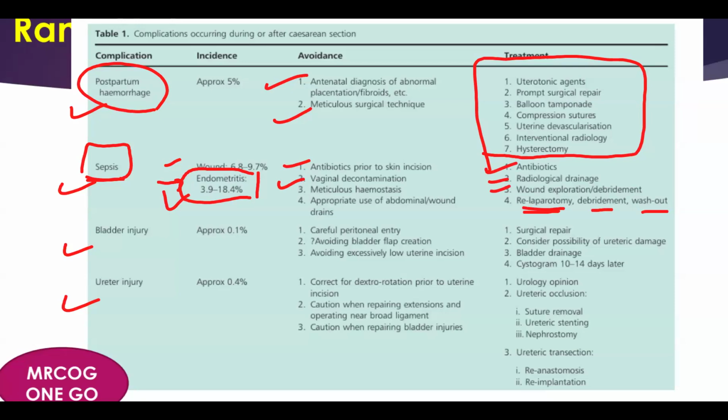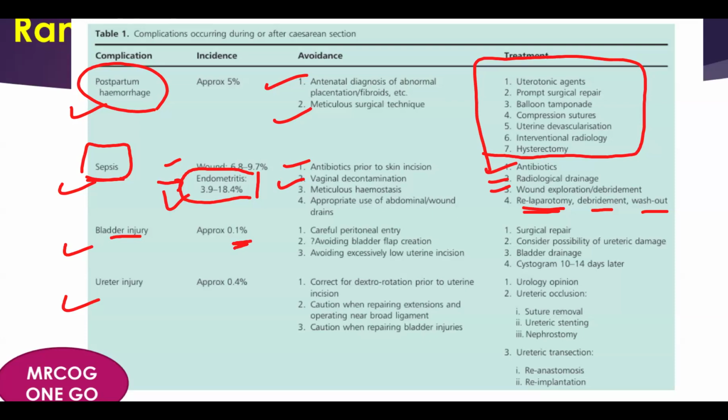Relaparotomy is rarely done. I think it should be just for the very, very severe cases, for example with a big abscess, right? But usually we are not offering relaparotomy with sepsis because I believe this will increase the risk for the patient of having another surgery while she has sepsis. The third complication is the bladder injury, and it's around 0.1%.